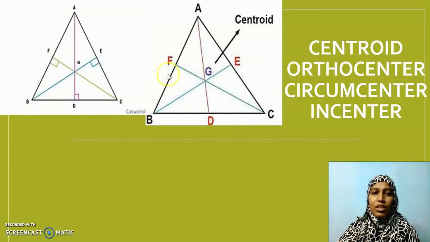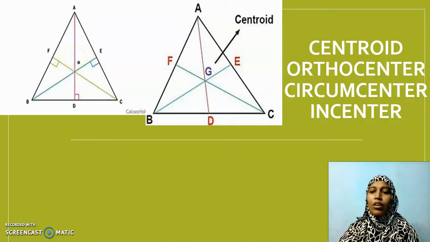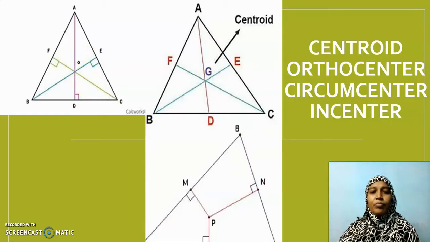Then comes orthocenter. Here we draw perpendicular lines from all the three vertices. Again from the vertex we start, but not considering the midpoint. I draw the perpendicular line from vertex A, from vertex B and also from vertex C. All these three perpendicular lines are called altitudes of the triangle. All these three altitudes meet at a point called orthocenter.